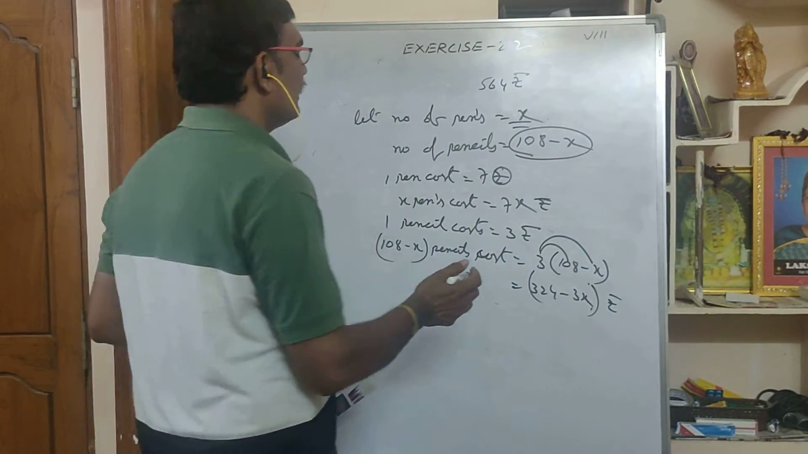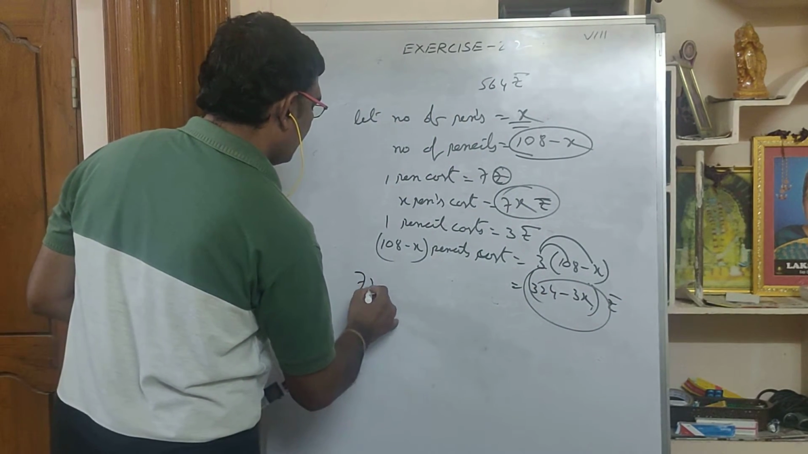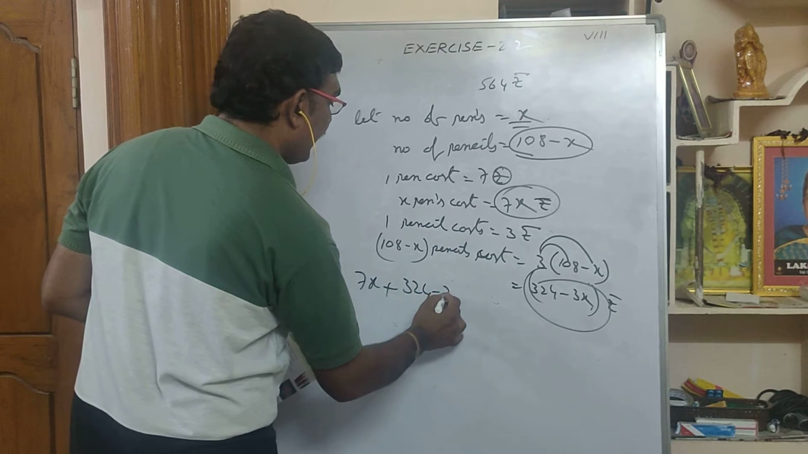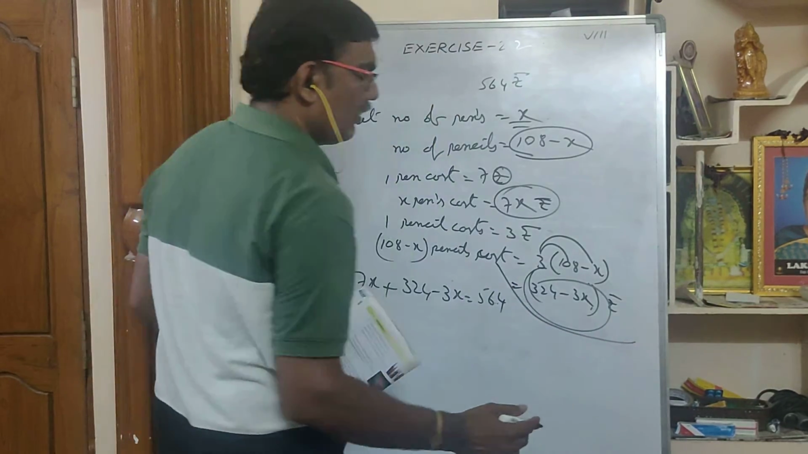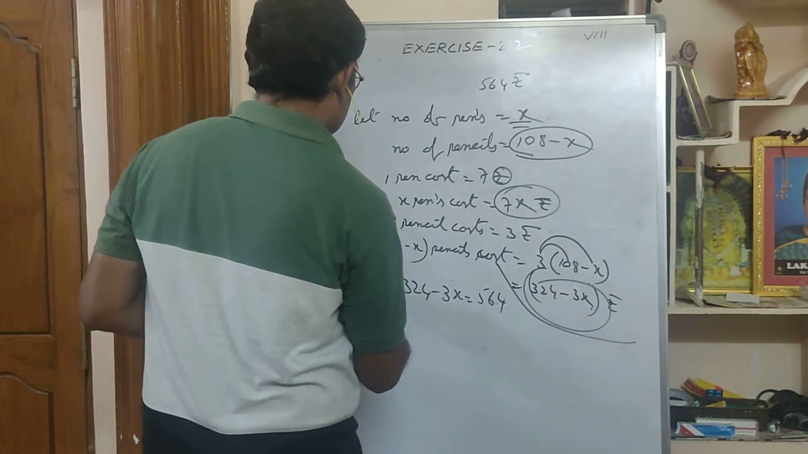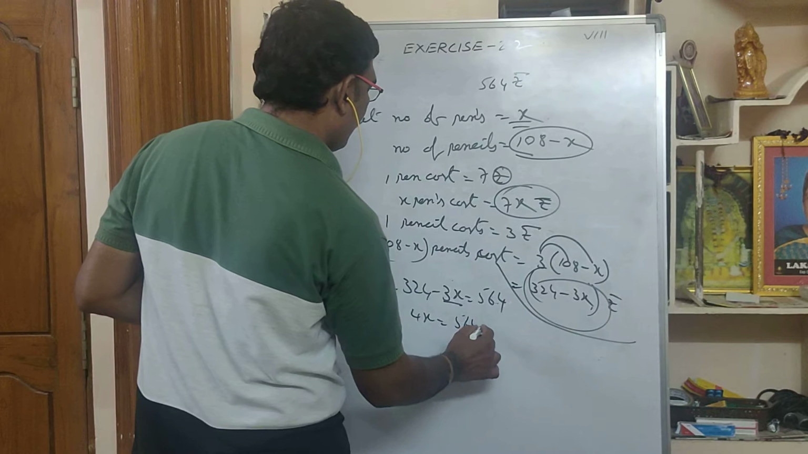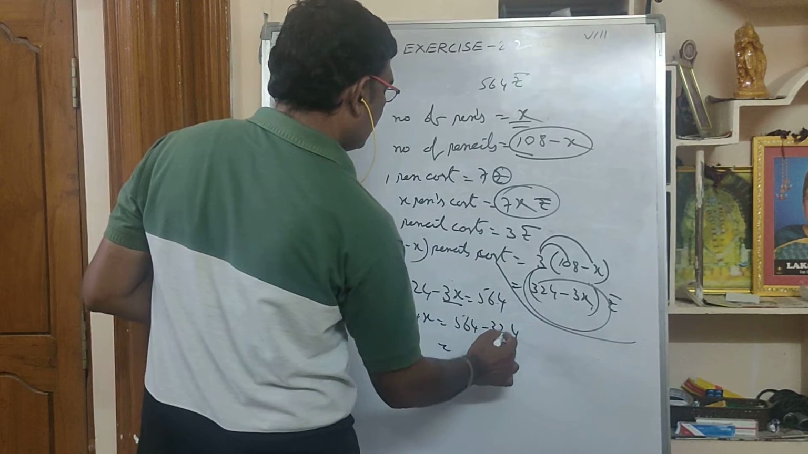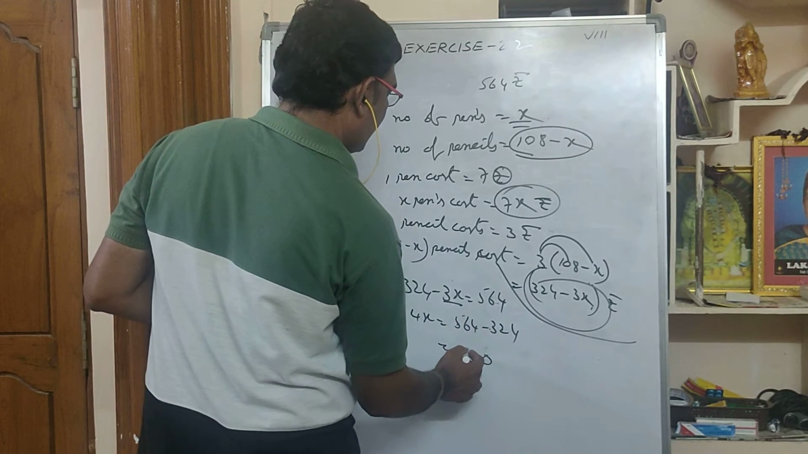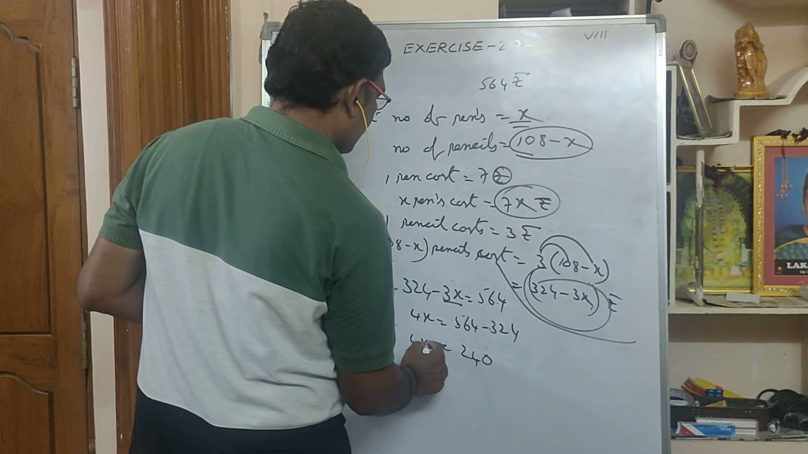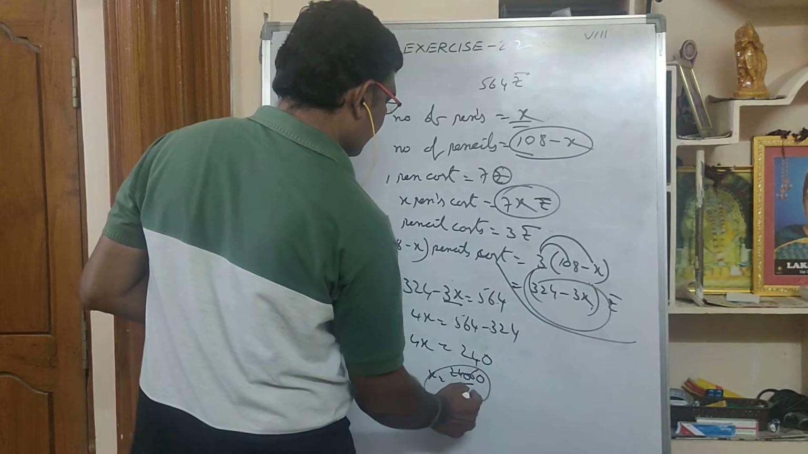Now the total amount: this is an amount, and this is also an amount. So if you add 7x to 324 minus 3x, you should get 564 rupees, which means no money is left with him. Then 7x and 3x are like terms. 7x minus 3x is 4x. 564 minus 324: 4 minus 4 is 0, 6 minus 2 is 4, 5 minus 3 is 2. So 4x equals 240, x equals 240 by 4, x equals 60.